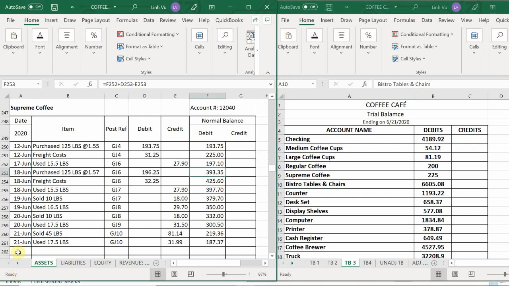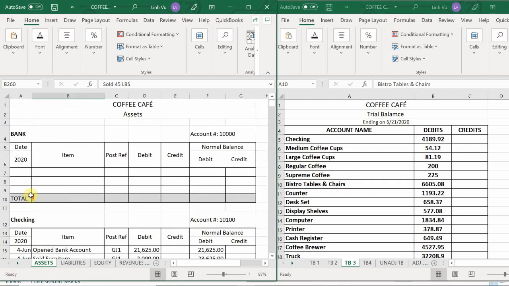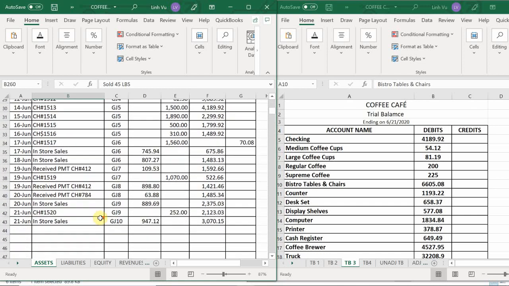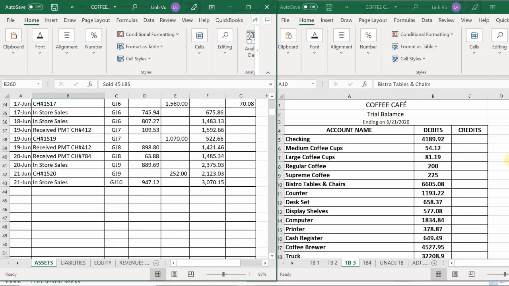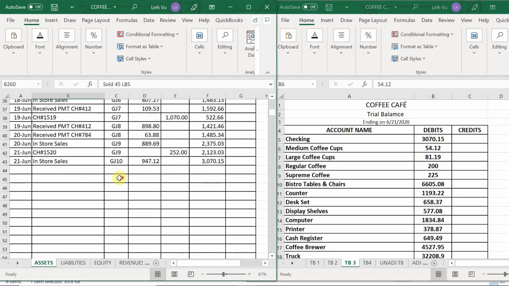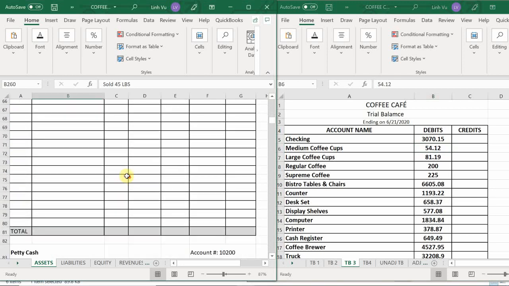So starting from assets, right? We're going to start from our checking account, because that's the first account that we have. What's my account balance in my checking account? 3,070.15. Okay, so that's in my checking account. Okay, what's the next account that I have?